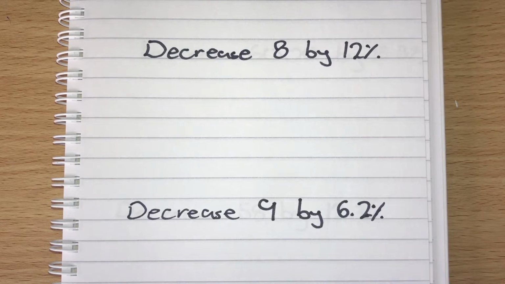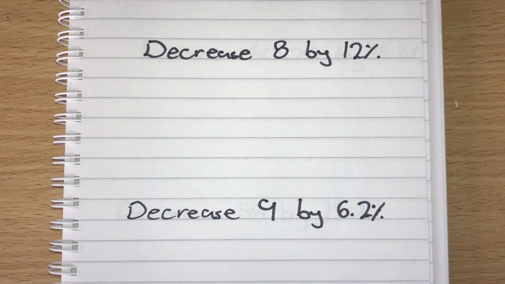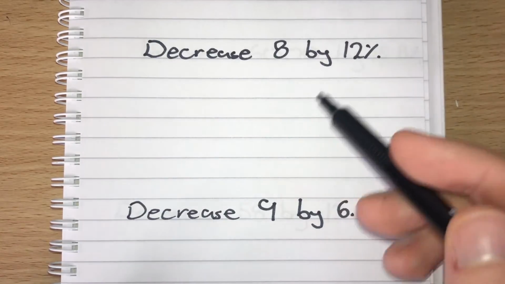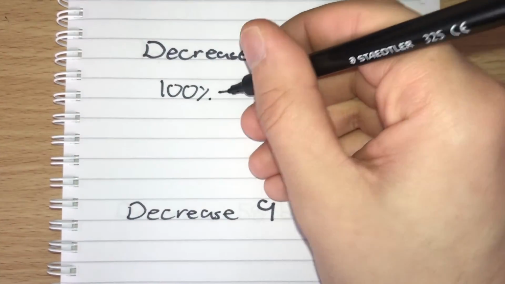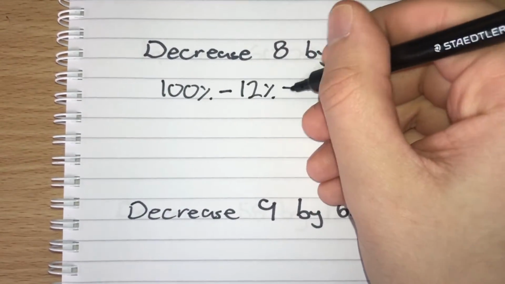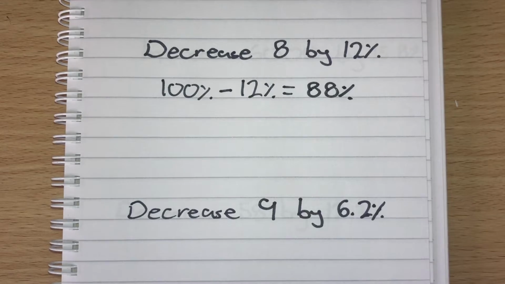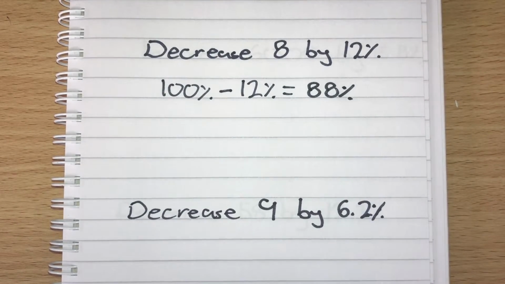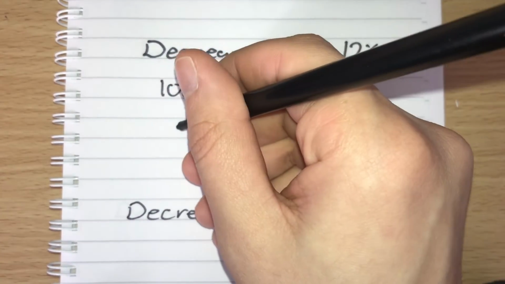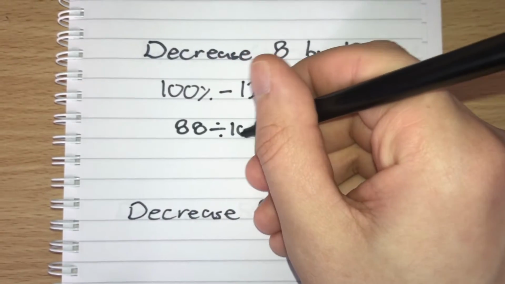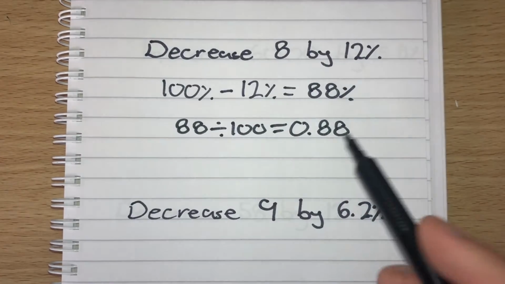Now if we move on to looking at decreasing by a percentage, if we're asked to decrease 8 by 12%, well, we're decreasing, so now we're going to be going down. Again, like last time, we can think of this original 8 as 100%. Now because we're decreasing, we're subtracting 12%. If we do 100% take away 12%, we're going to be left with 88%. So what we're really finding is 88% of our original amount of 8. Now again, we can find a multiplier by dividing by 100. So 88 divided by 100 gives us 0.88. So our multiplier is 0.88.